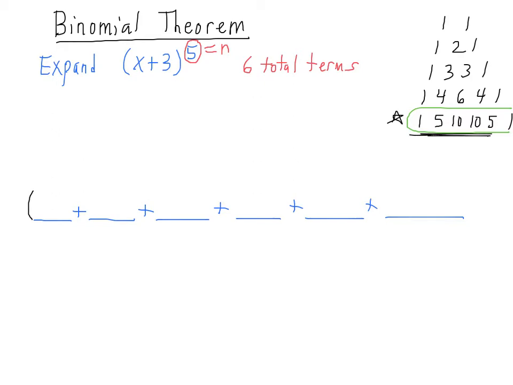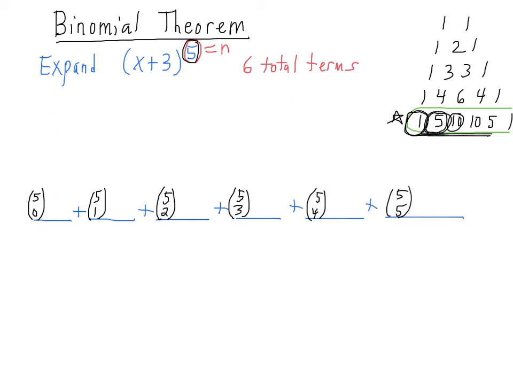So I'm going to use combination notation to do this. Since my n is 5, my first term would be 5 choose 0. And again, that would give us this 1. The next term, 5 choose 1, would give us that 5. Then we have 5 choose 2, that's the 10, and so on. 5 choose 3, 5 choose 4, and 5 choose 5.